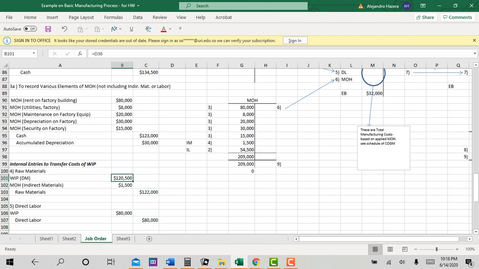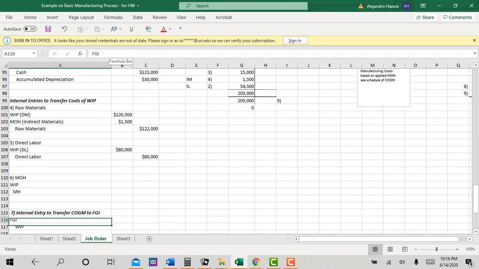So notice I've got debits to work in process for 120,500. That's for my direct materials and my direct labor. And I'll even put, just sort of mark it here, that's for direct labor. And then finally, a manufacturing overhead. And here's where I'm going to do the estimate of manufacturing overhead. I'm going to put applied here. You notice it's a very simple entry.